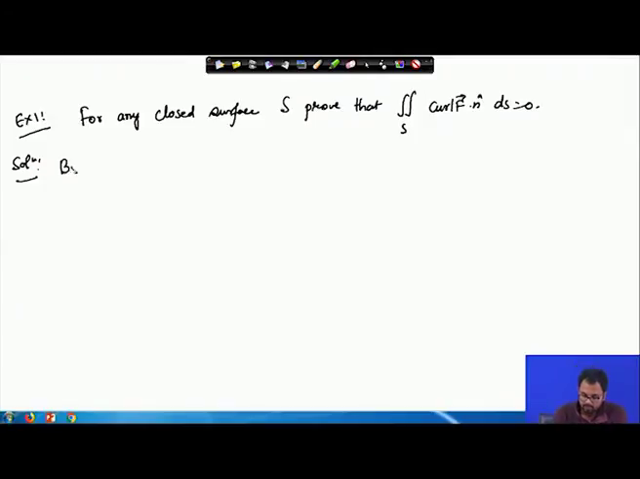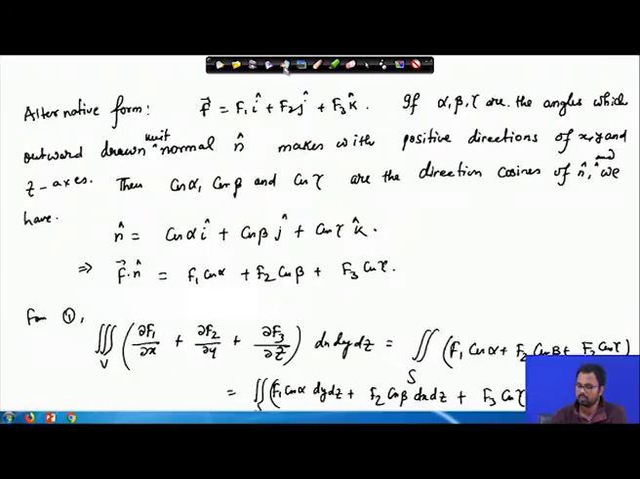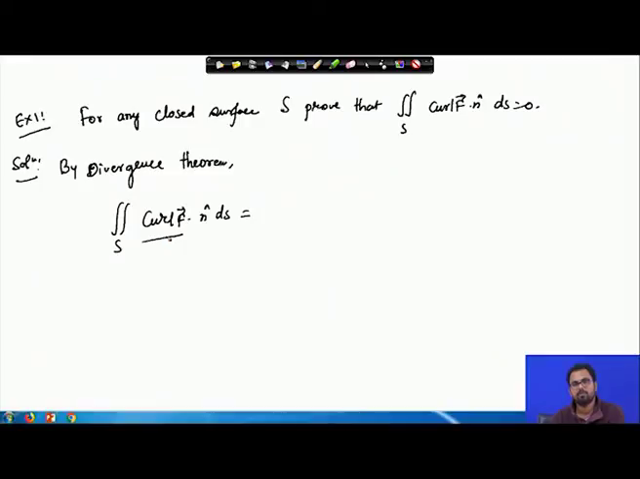Therefore, by the divergence theorem, or Gauss divergence theorem, what we will have? Curl of f dot n dS. If we go back to the divergence theorem, it is the divergence of f, and that f is here f dot n dS. In this case that f is actually curl of f, right. So, I can write the volume integral over V of divergence of curl of f dV, because our function is curl of f.